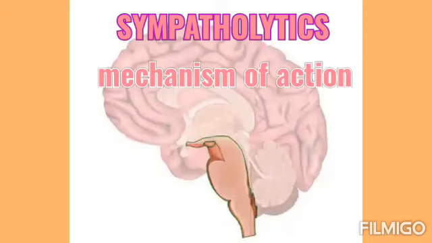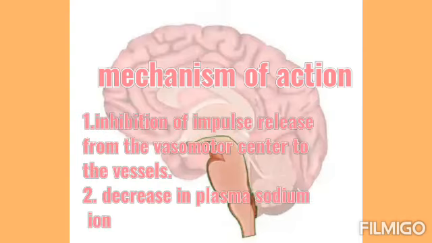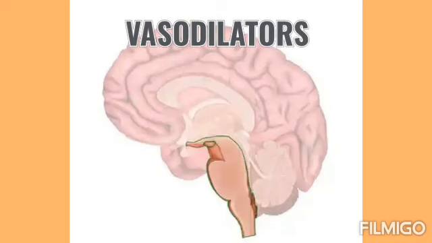So what is the mechanism of action? What they do is, one, they inhibit impulse release from the vasomotor center to the vessels and decrease the plasma sodium ion. Sodium ion is needed for the depolarization process, and then the vasomotor center releases impulses to the blood vessels, which causes constriction.